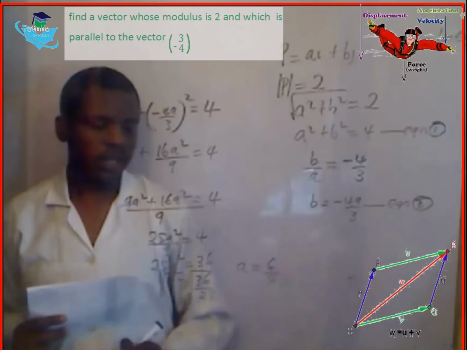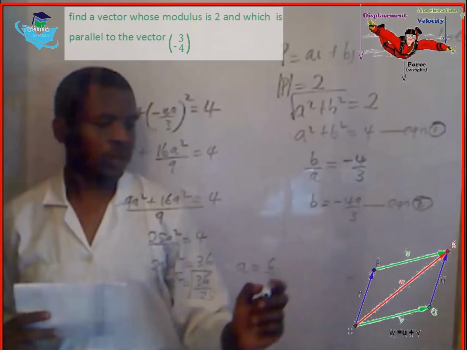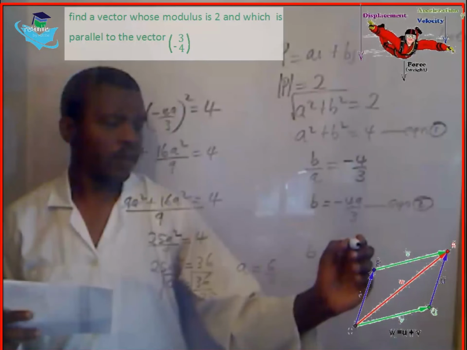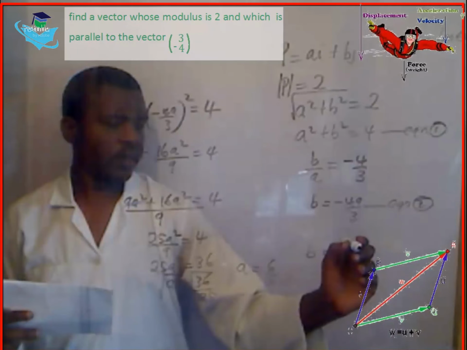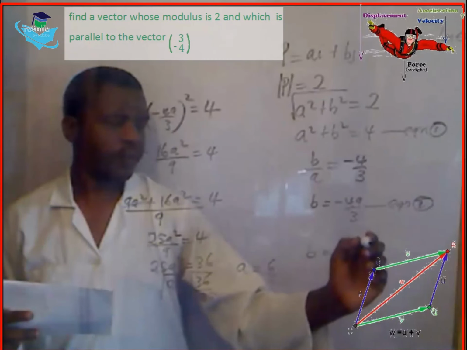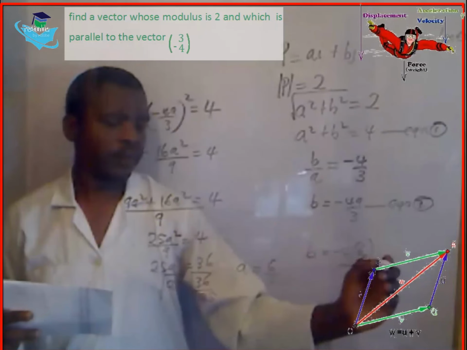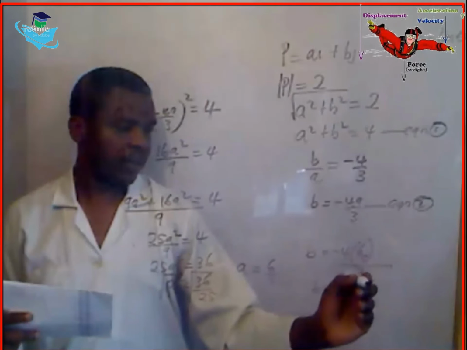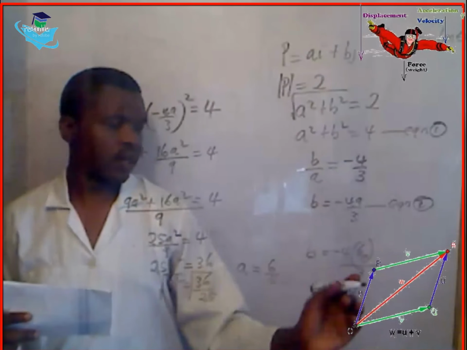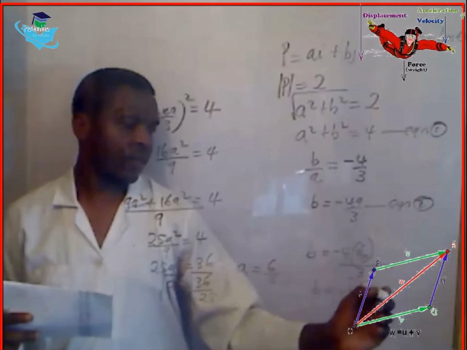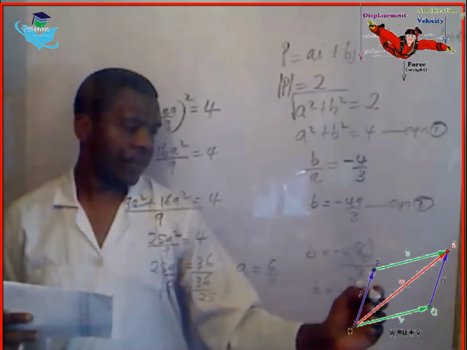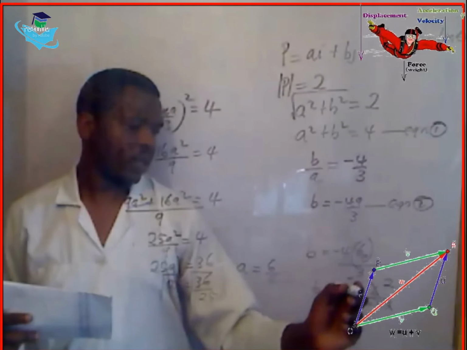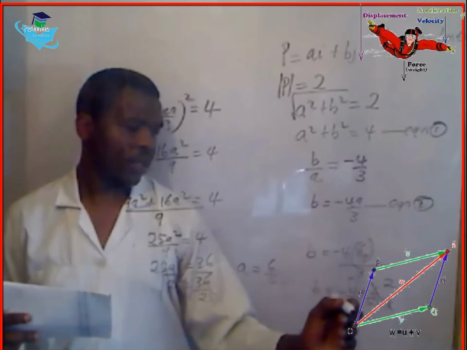So now what is b? I substitute into equation 2. My b will be equal to minus 4 times 6 over 5, divided by 3. So b is equal to minus 4 times 6 over 5 times 3. 3 goes into 6 two times. This is b is equal to minus 8 over 5.